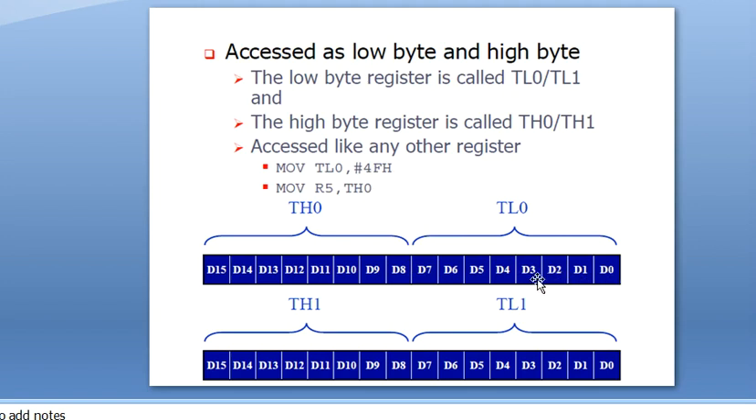these 4 bits are F, meaning 1111, and 4 means 0100. So this is how it is going to have the configuration for any of the registers TL0, TH0, TL1 and TH1.